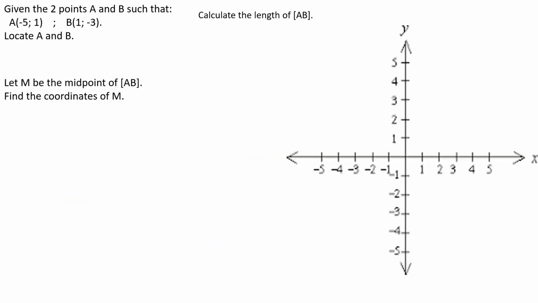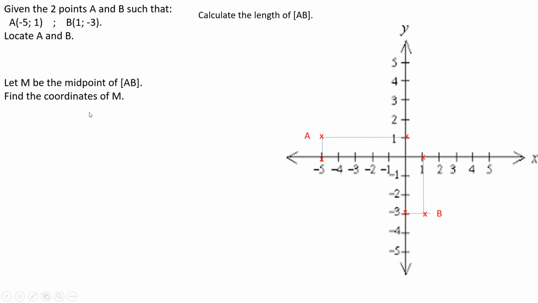Now we will do an example. Given the 2 points A and B, such that this is point A and this is point B, let's locate A and B in the system of axes. A has -5 abscissa, we put an X, we have 1 ordinate where they intersect, so this is point A. Now point B, 1, -3, 1 abscissa, -3 ordinate, where they intersect, we get point B. After locating A and B, now he is telling us, let M be the midpoint of segment AB. So the midpoint has a name, it is called M. We should find the coordinates of M.